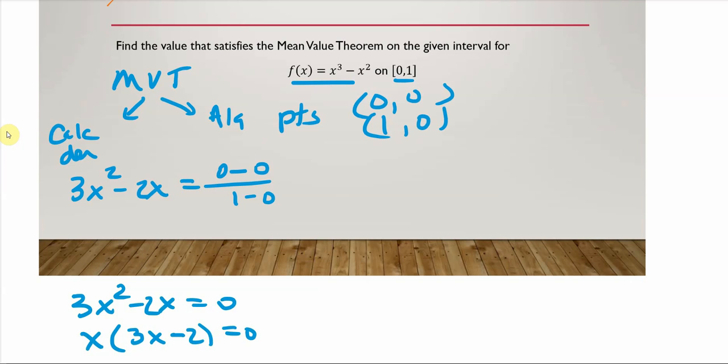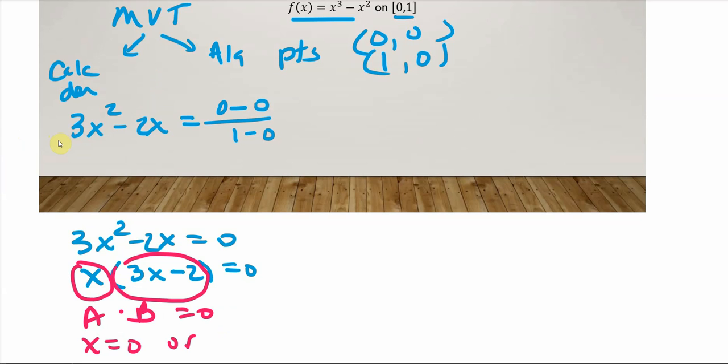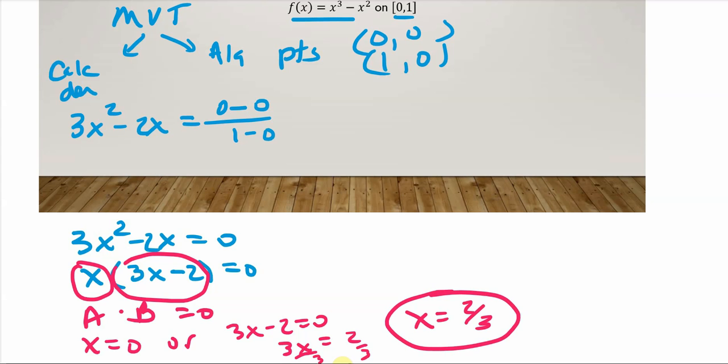Now, using the zero product principle, if a times b is equal to 0, and you're saying, what are you talking about, sir? Right here, this guy is a, and this guy is b. If a times b is equal to 0, then one of them has to be 0. So that means x is equal to 0, or 3x minus 2 is equal to 0. So 3x is going to equal 2, divide by 3, divide by 3. That means x is equal to 2/3. This and this are my 2 possible solutions.